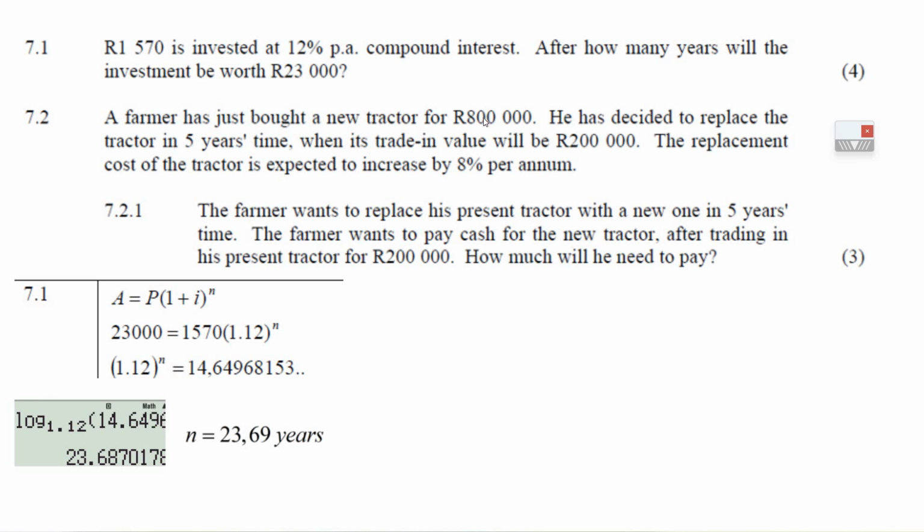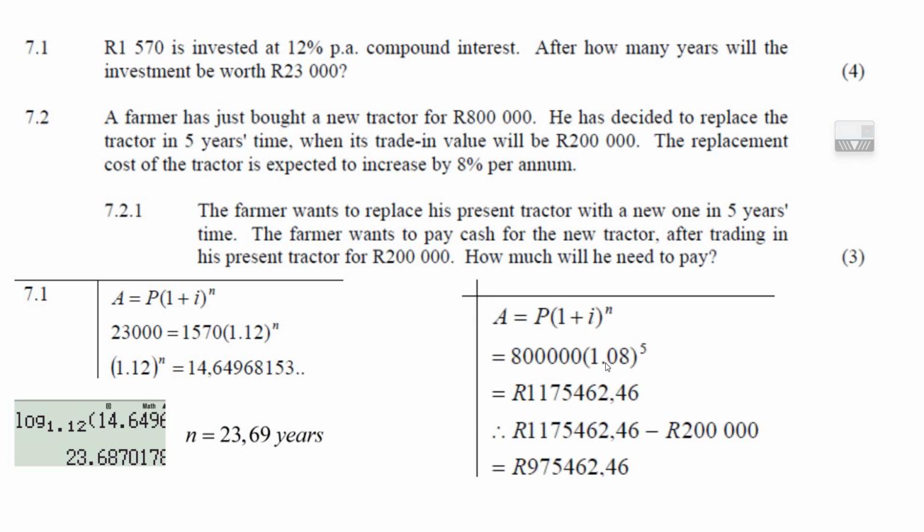Well, we have to take this 800,000. We've got to increase it for 5 years at this interest of 0.08. And then if he's going to trade this in, we should subtract it. Let's see what the memo looks like. Well, there's the inflation, 1 plus 0.08, 5 years, 800,000. Gee, this tractor is going to be worth a lot, more than 1 million, 1,175,462 Rand. But we're going to get 200,000 off. So there's the cost of the tractor. Now, the next question, I think, let's just go to it.